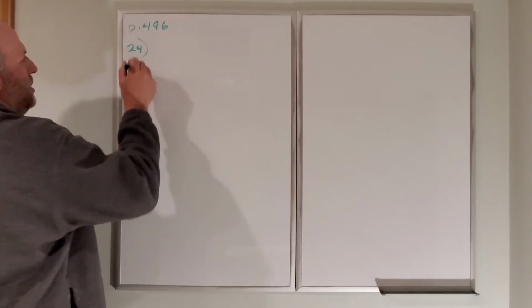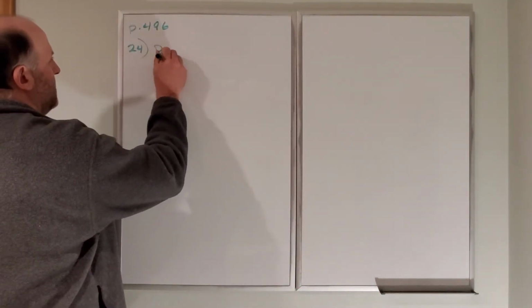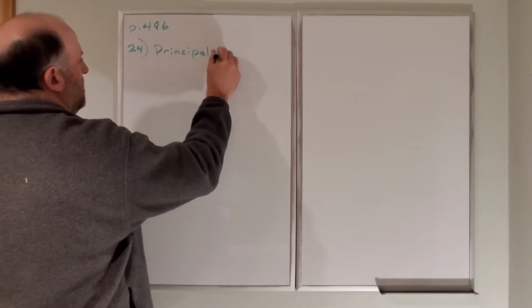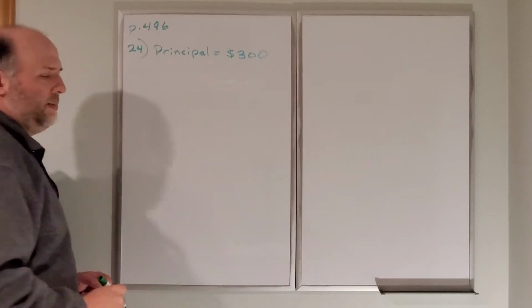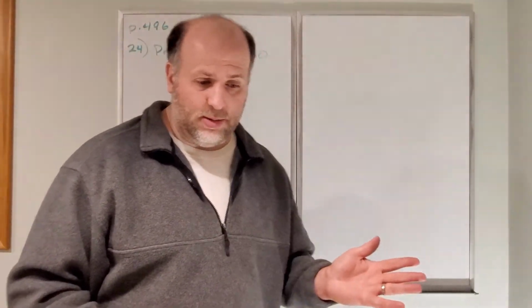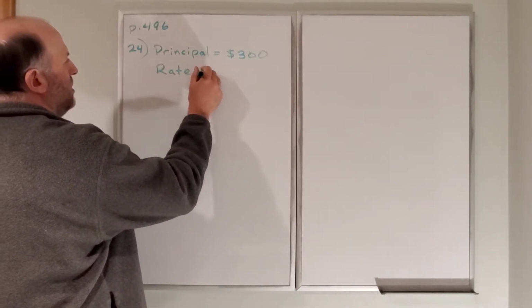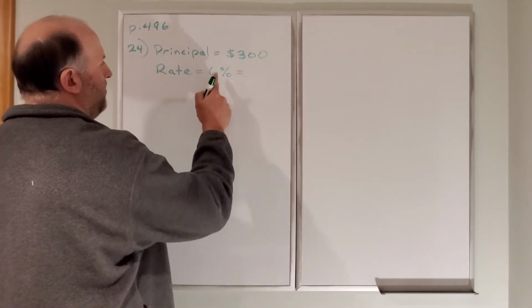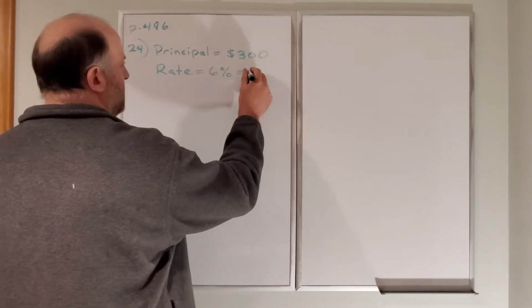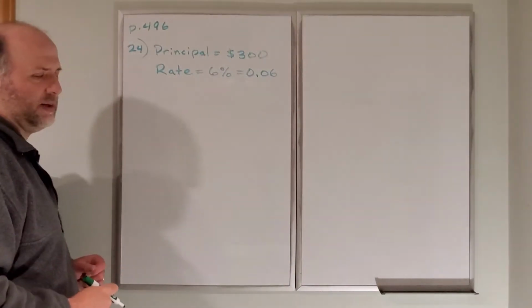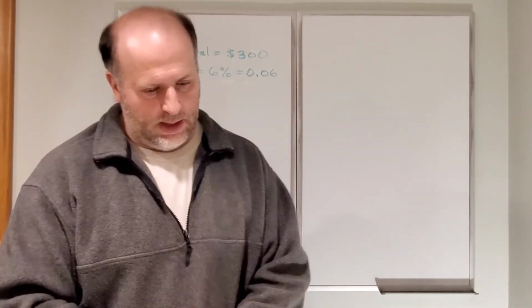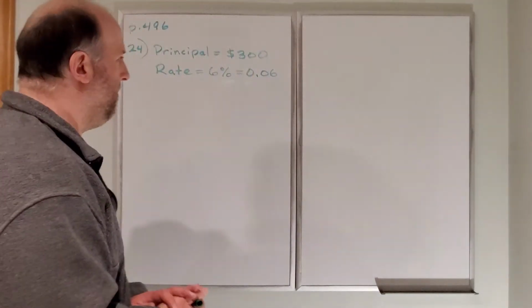All right. So they tell you the amount of the loan here. It's $300. Okay. That is your principal. They also tell you the interest rate. That's 6%. Keep in mind, to do arithmetic with this, we will want to convert this to the decimal, 0.06. What else do they tell us? They told us the time is 3 months.